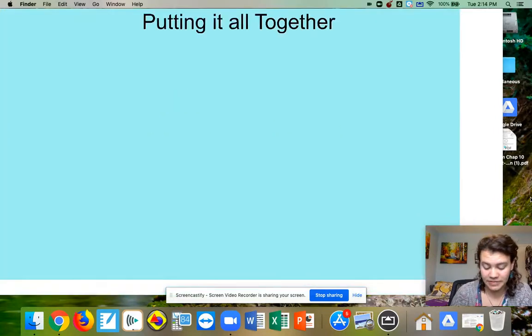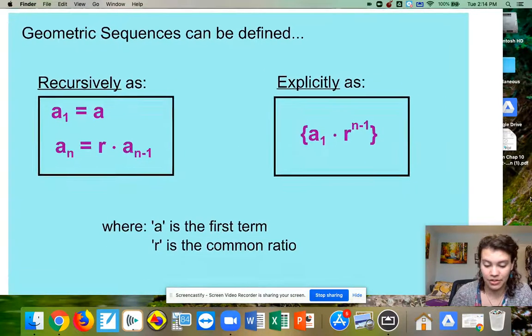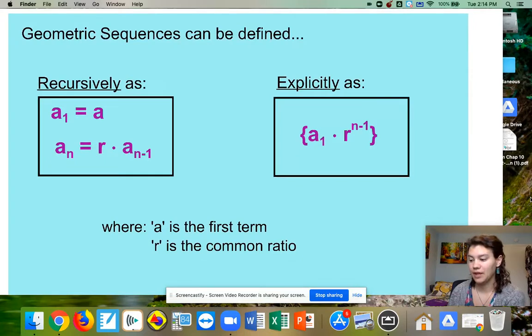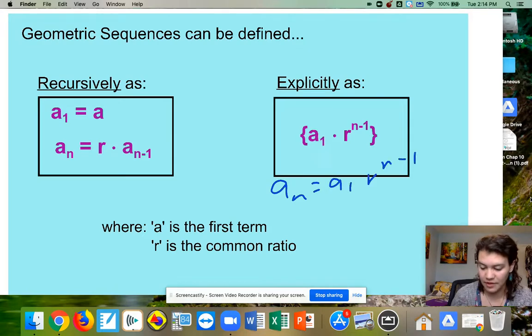Oh, sorry, put it all together first. Here's everything all in one. Again, you can write this as a sub n equals, if you like that, rather than the curly brackets.